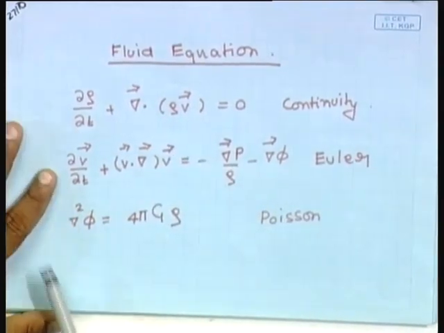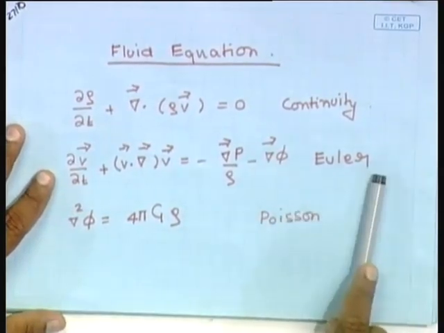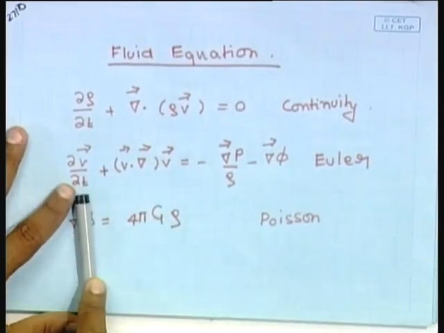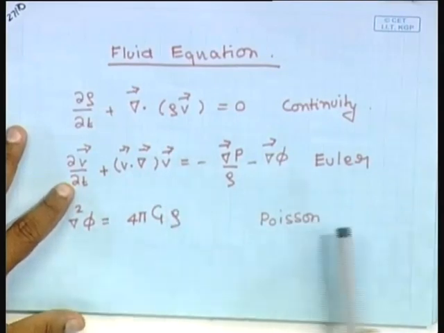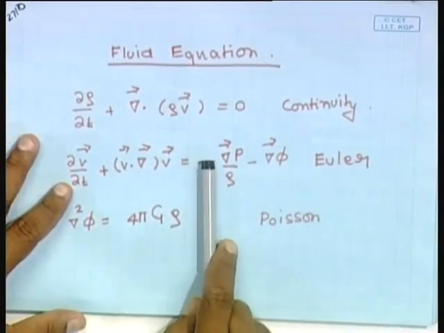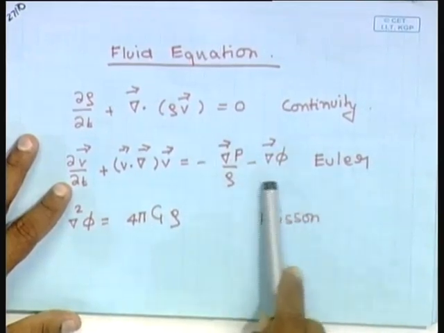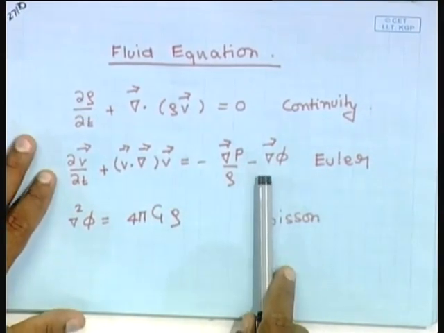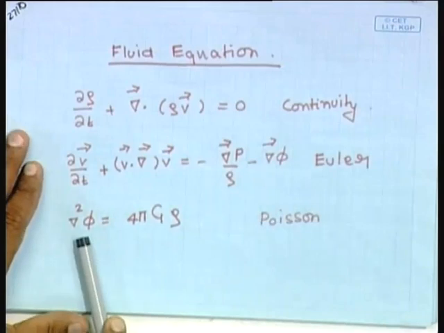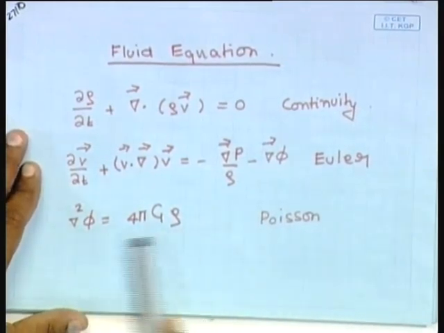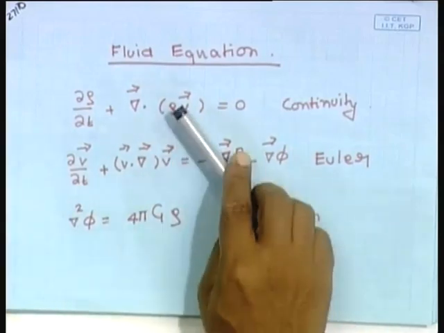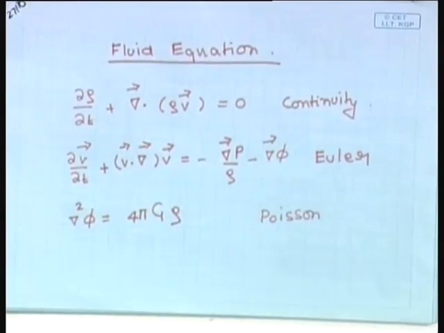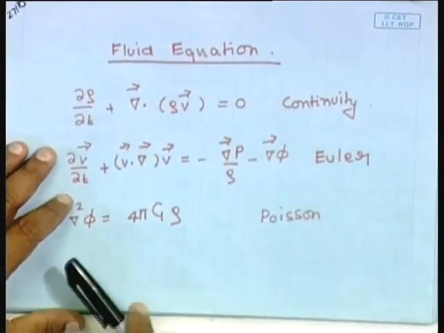Then we have the conservation of momentum, which gives rise to the Euler equation. So we have the convective derivative of the velocity, and this is equal to minus the pressure gradient divided by the density, plus the gravitational acceleration. The gravitational force here has been represented by a potential, and this potential satisfies the Poisson equation. Del square phi is 4 pi G rho. So these were the three equations which govern the evolution of a fluid, and this fluid, we believe in our picture, fills the entire universe.